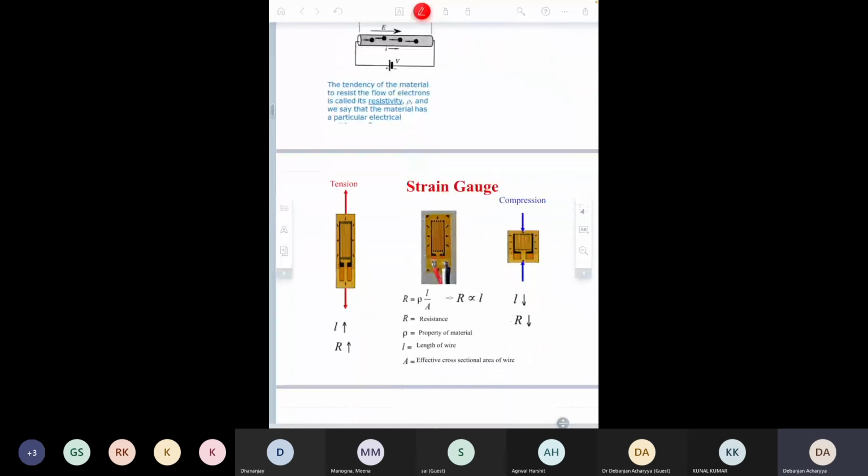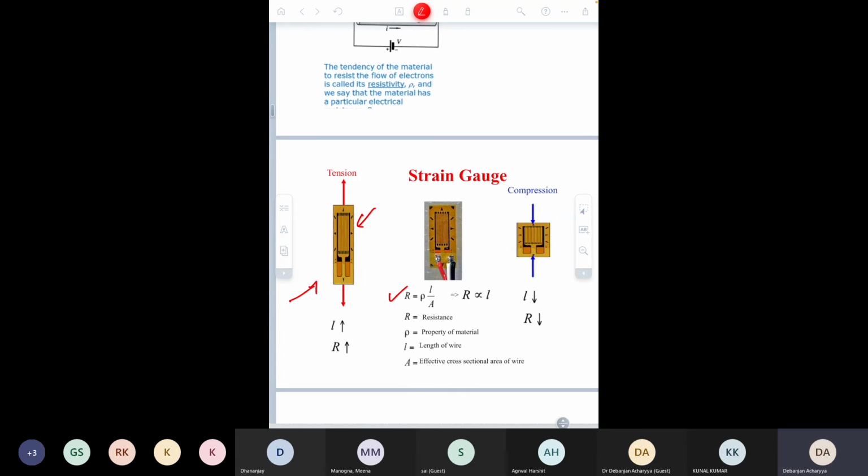Here is a typical drawing of the strain gauge, and in a strain gauge there are mainly two things that can happen. As we know, the resistance is equal to rho L by A, where L is the length of the coil or the length of the wire, and A is the effective cross-sectional area of the wire. So if you change this L or A, R will vary depending upon the proportionality factor. That means R is proportional to L and R is proportional to 1 by A.